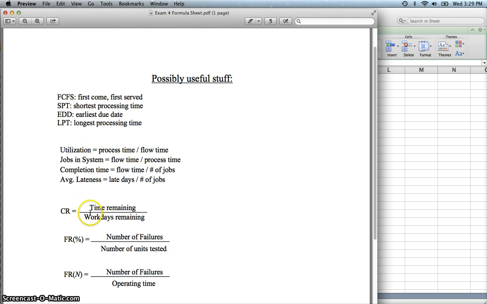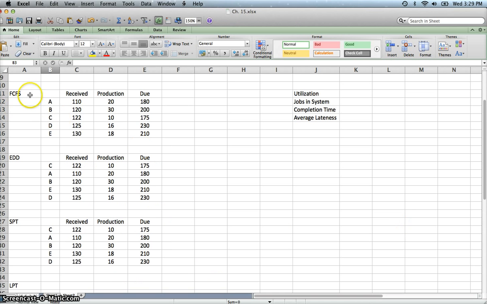And then we'll talk about critical ratio in a later video. But FCFS is first come, first serve, so we simply do them in the order we receive them. Shortest processing time, we sort of do the easy task first and then put off the harder task until later, or we concentrate on the earliest due date. And last one, we tackle the harder jobs first and save the easy jobs till later. And so they ask us to evaluate that.